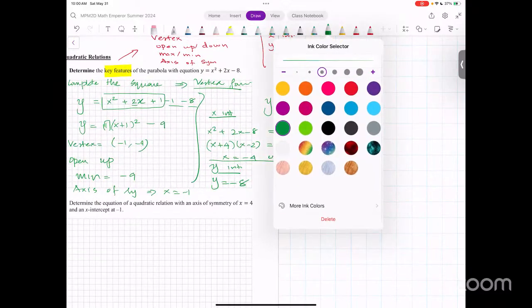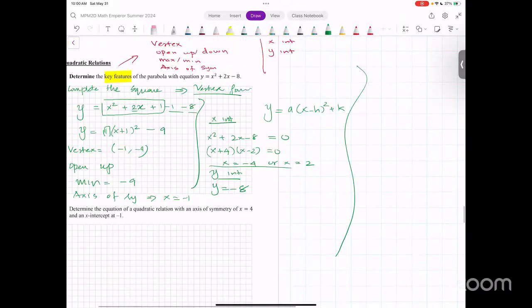Did you do this? X squared plus 6x plus 8. Can you just do all the analysis I did? All the analysis I did.